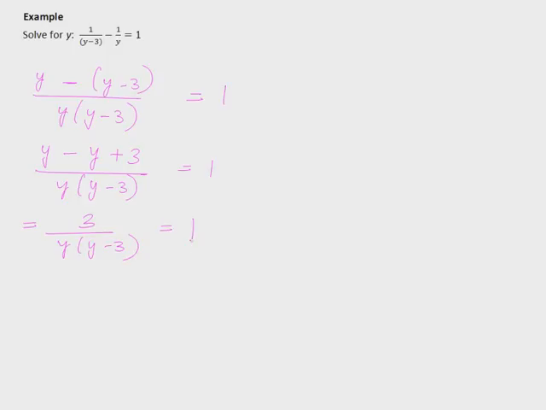So what are the assumptions we're working with here? The denominators can never be 0. So y minus 3 cannot be 0. That means y cannot be 3.